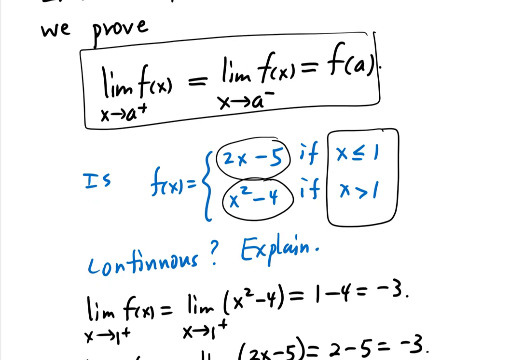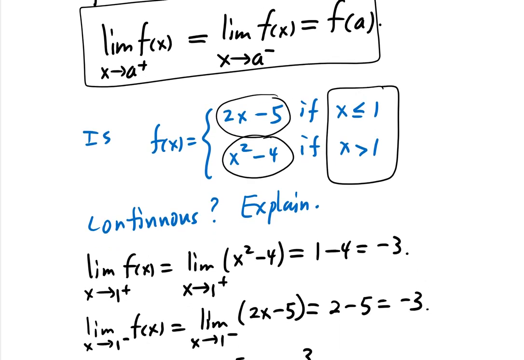From the right side means a little bit above 1. We use the second equation, which is x squared minus 4. If you substitute that in, you get 1 minus 4, which is negative 3. The same for 1 minus: that's the first graph, the 2x minus 5, when x is less than or equal to 1. It would be 2 minus 5, which is negative 3.